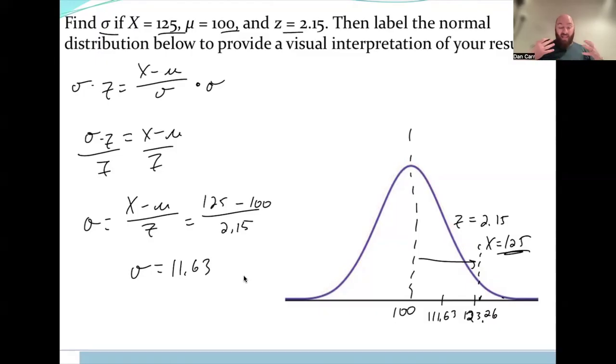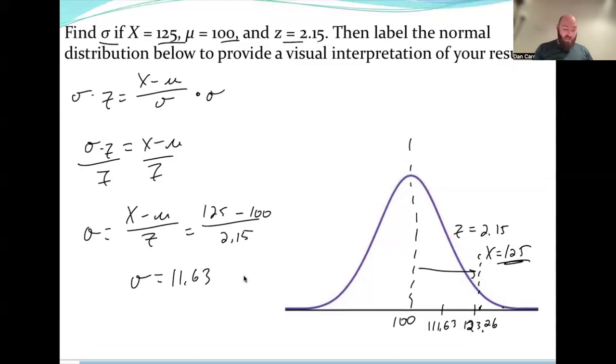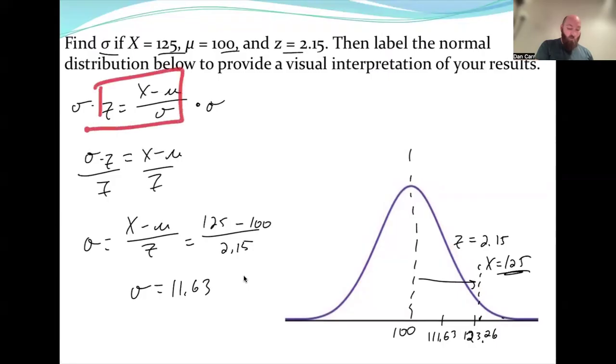Okay, and that is it for today. So again, we're using the z-score formula to find our z-scores and then interpreting that on a quick little bell curve.